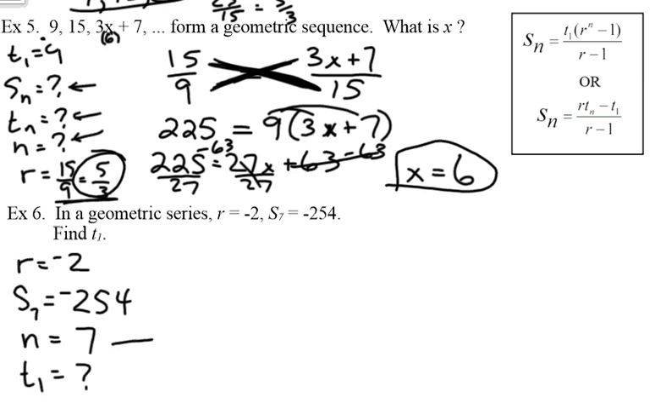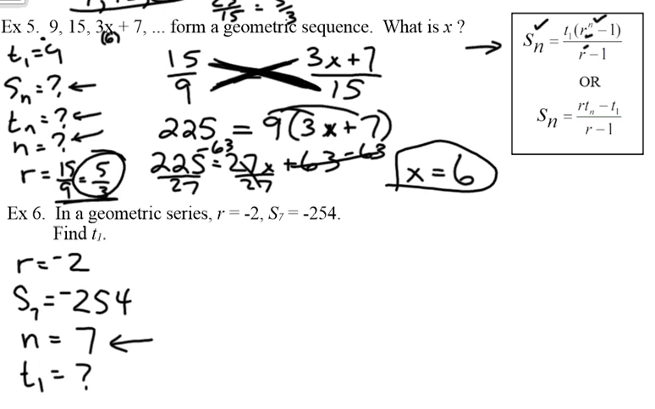As soon as an n is given to us, I look right away to equation 1, because equation 1 has the n as part of the formula. So do we have S at n? Yes. Do we have T1? No, but we're trying to find it. We have R, we have n. So there's the formula we're going to work with.